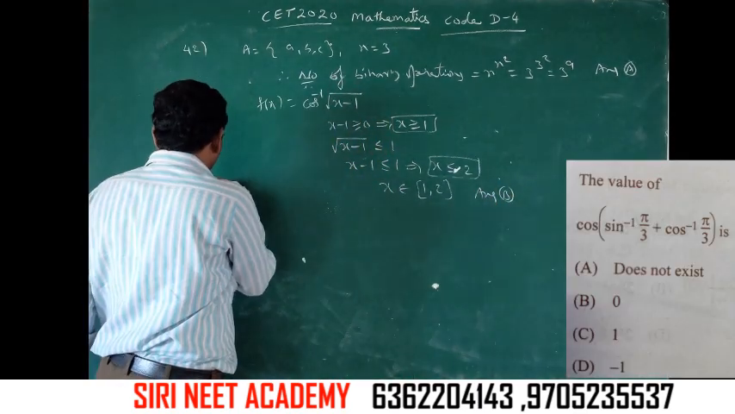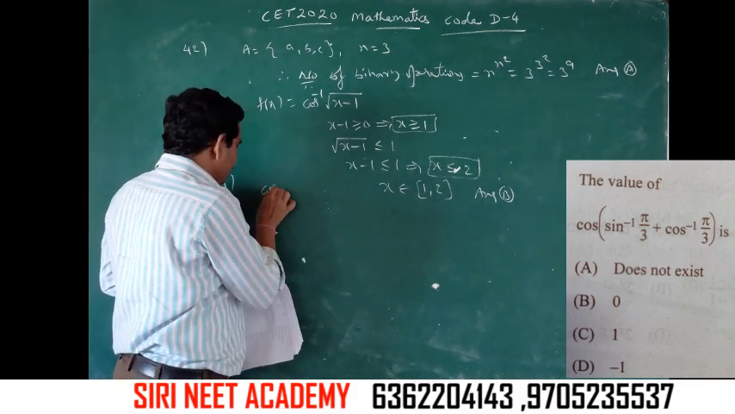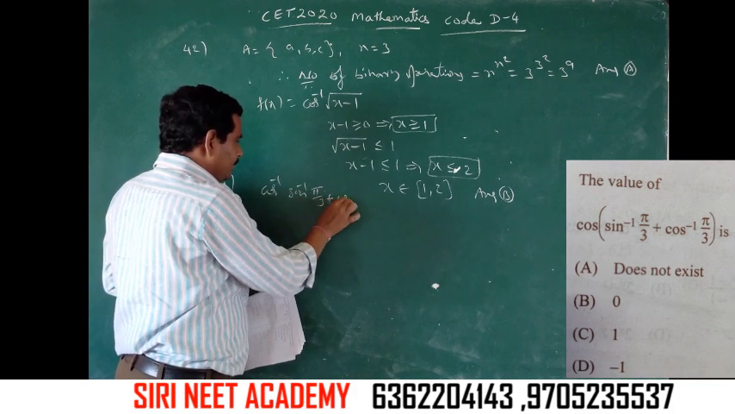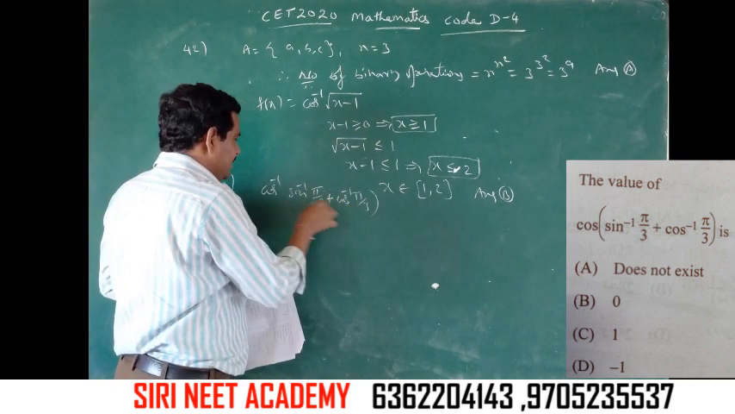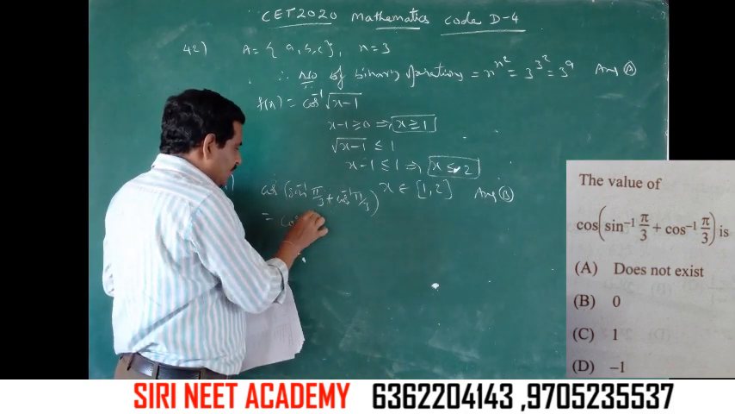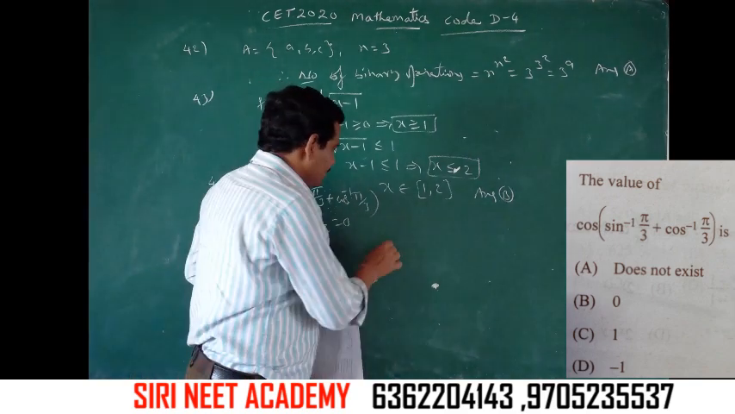And question number 44. Cos of sin inverse pi by 3 plus cos inverse pi by 3. Simple direct question. Cos of its value, which is pi by 2, cos 90 is 0, is given in option B.